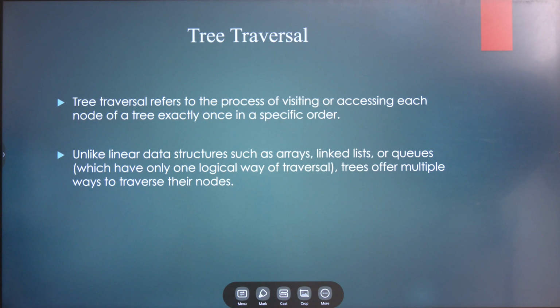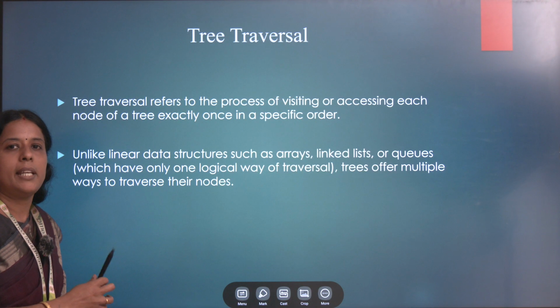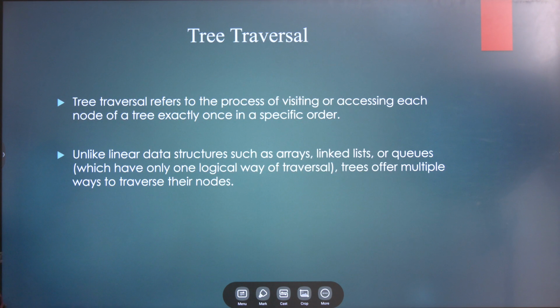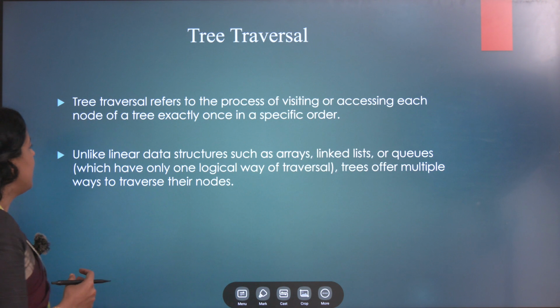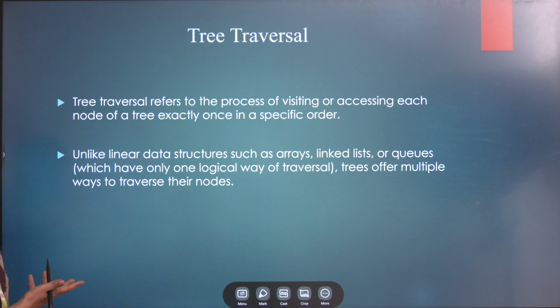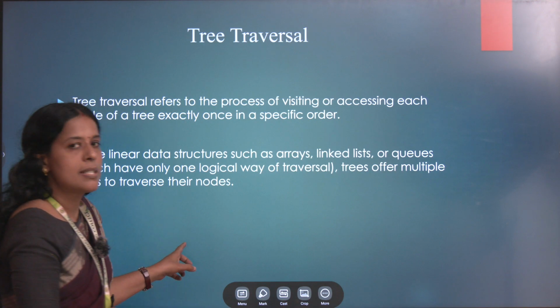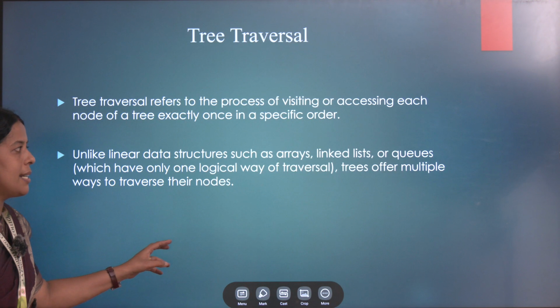So tree traversal, here traversal means visiting or accessing each node of a tree exactly once in a specific order. Unlike the linear data structures like arrays, linked lists and queues, we can have the tree traversal technique in trees. There are of course multiple types of traversal techniques used in the tree data structure.